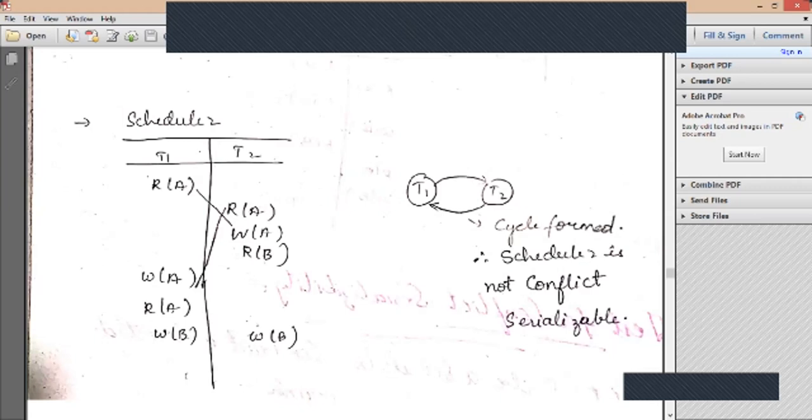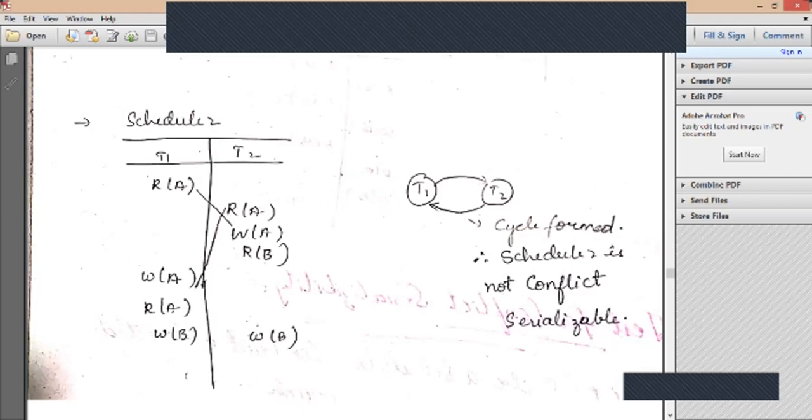Again it is read of A, write of B. Now, in this precedence graph, let me make it clear. When we are drawing these edges, whenever you have a conflict, you have a read of A, T2 is again reading, so no conflict, but it is also writing. So it is a conflict between T1 and T2. After T1, T2 is happening, and it is forming a cycle like this. Whenever it is forming a cycle, then it is not conflict serializable.